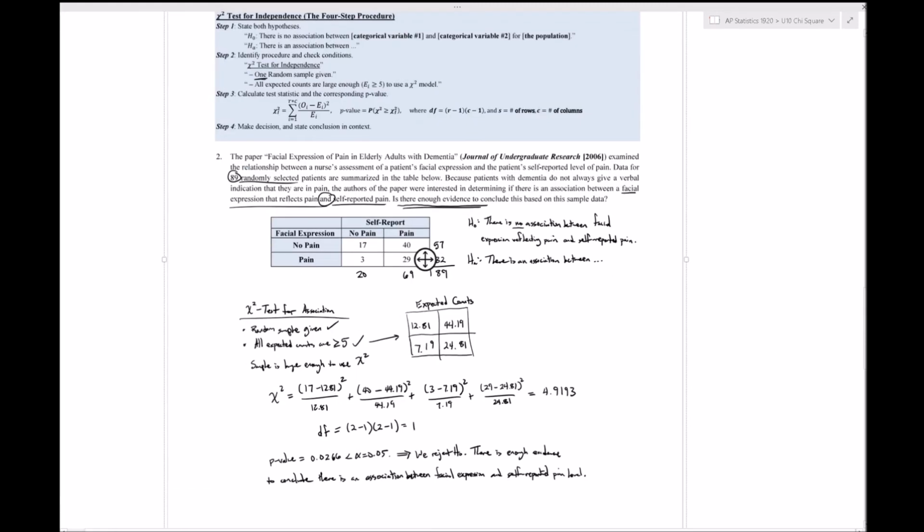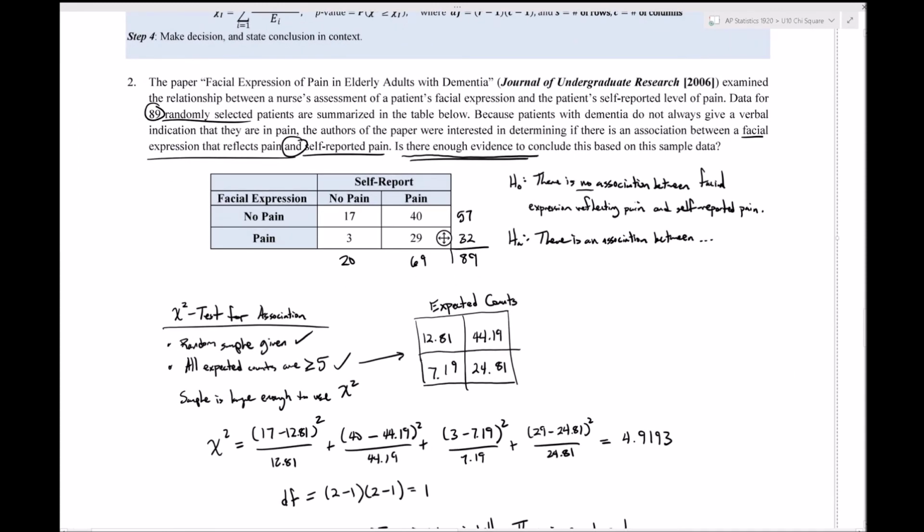And that's going to be it for this particular test and for this particular handout. So we'll go ahead and stop here.